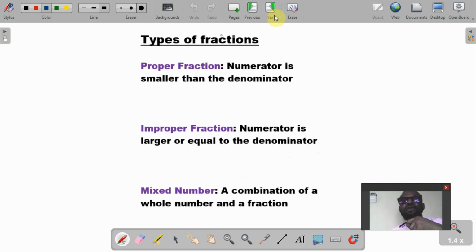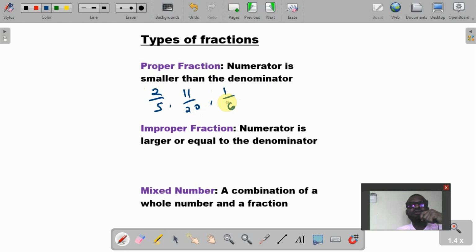Now, the types of fractions we have: we have the proper fraction. The number on top is always smaller than the number below. The numerator is smaller than the denominator. Examples: 2 over 5, 11 over 20, 1 over 6. In all these fractions, the numerator is lesser than the denominator.